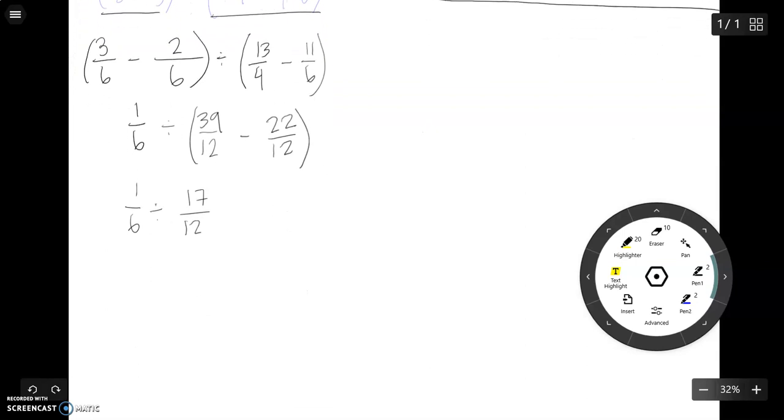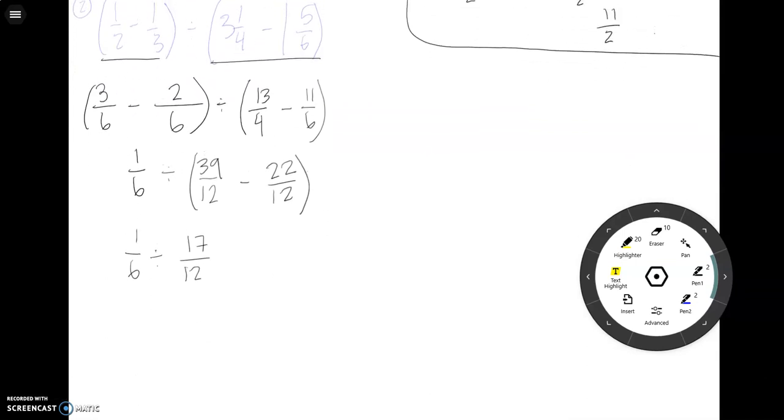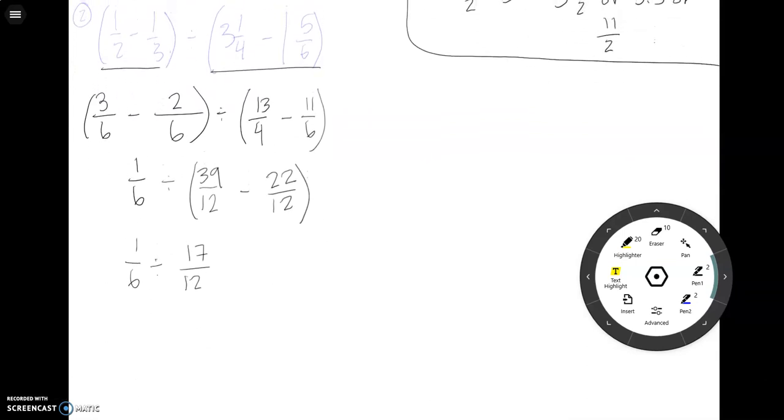Now I just have this one division problem left. And if you remember about dividing fractions, what we do is we keep the first one, and then we're going to multiply by the reciprocal, which means that we're going to take this second fraction and we're going to flip it on top of itself and change this into a multiplication problem. Now this is nice because multiplying fractions is super easy. You just multiply straight across. So you do 1 times 12 and 6 times 17.